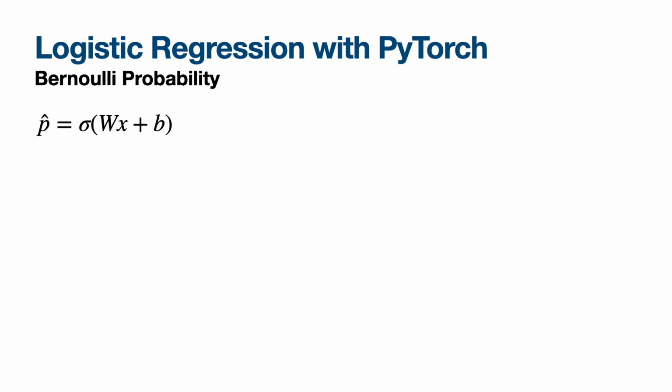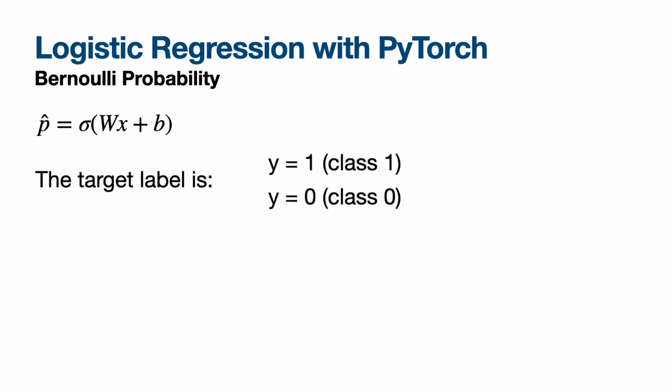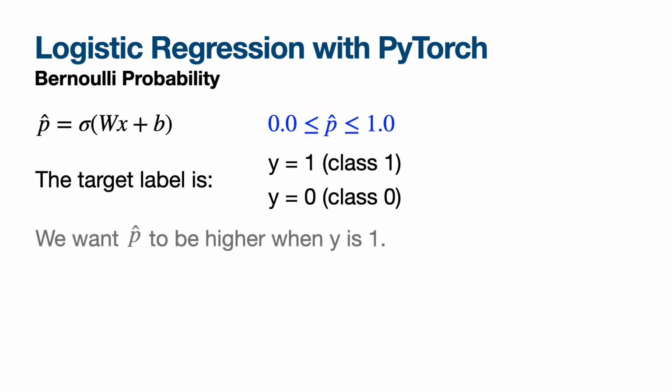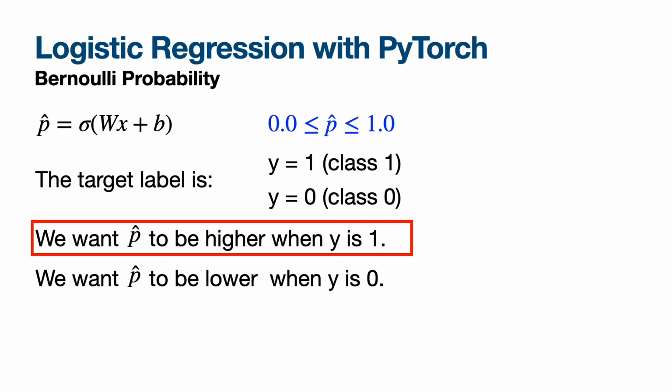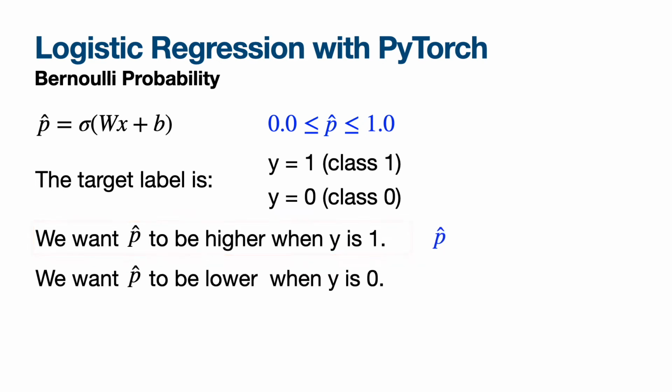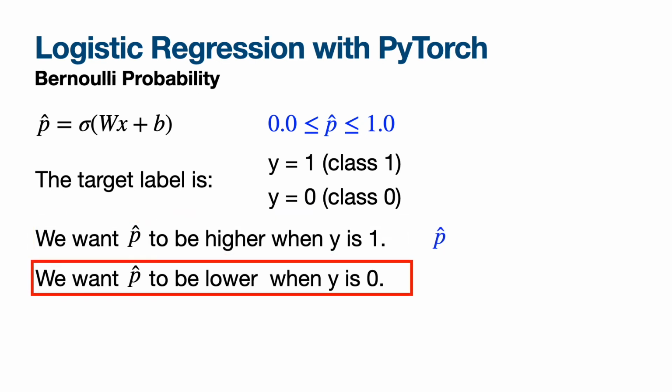Now, the question is how to train this model. What should be our objective for binary classification? Our target label y is either 1 or 0, while our prediction is an estimated class 1 probability between 0 and 1. So, we want p hat to be higher when y is 1, and p hat to be lower when y is 0. In other words, we want 1 minus p hat to be higher when y is 0.